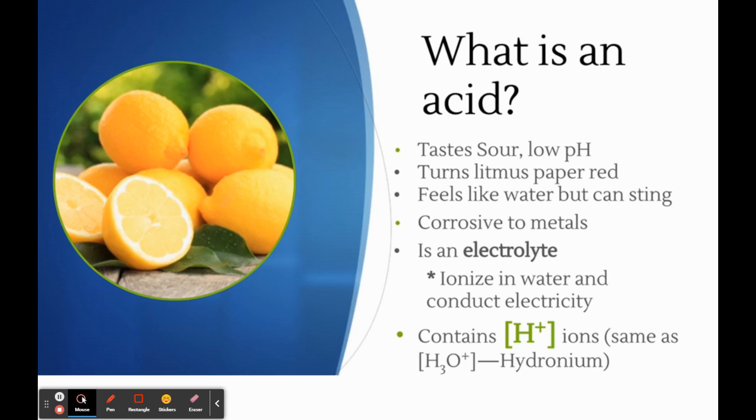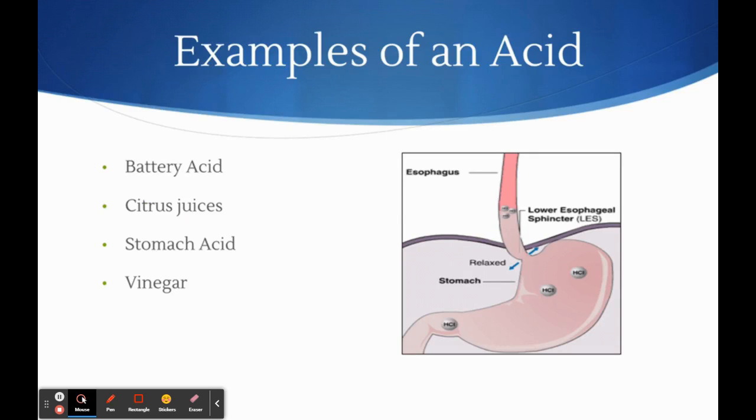It also contains H plus ions. That is one of the ions, an H plus. You will see this written either as [H+], and remember the brackets mean concentration, or sometimes you'll see it written as H3O plus, because really what's happening is the water is picking up that extra hydrogen. So these are the properties of acids. Now some examples of acids are battery acids, any citrus juice, lemon, lime, orange juice, stomach acid, and vinegar.